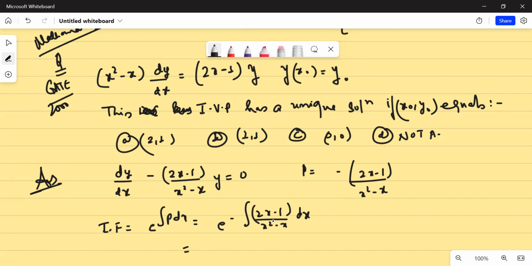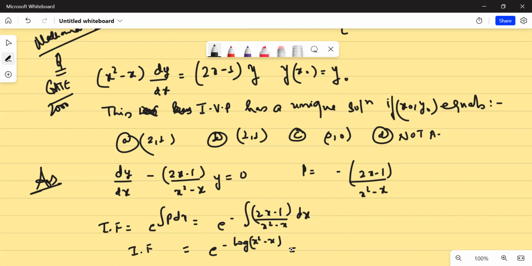Is that clear? So if you differentiate this up, this will be your 2x, x square minus x. If you take that as t, then 1 upon t dt will be log t. So e power minus log of x square minus x. Is that clear or is that not clear? So this will be your integrating factor. Is that clear?